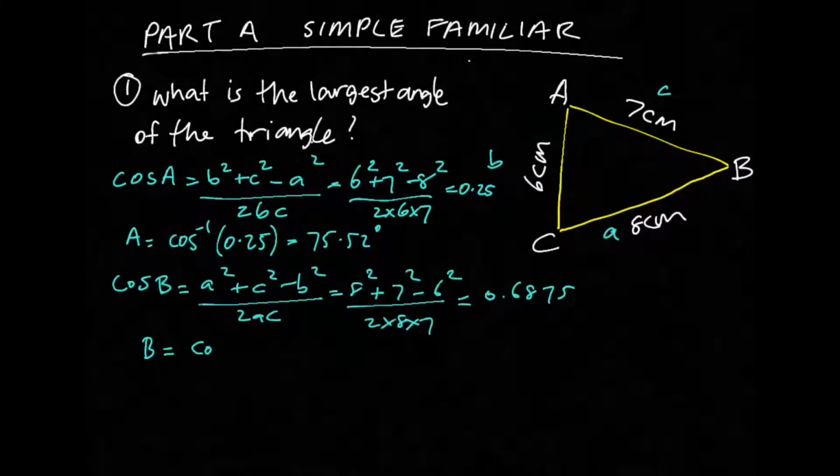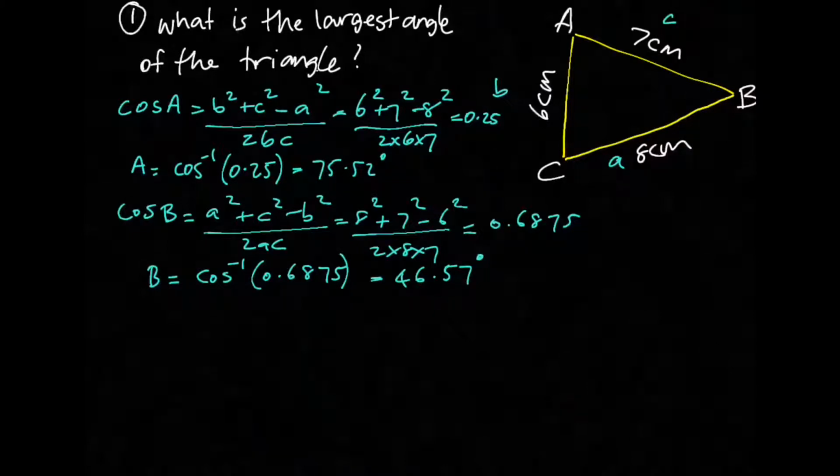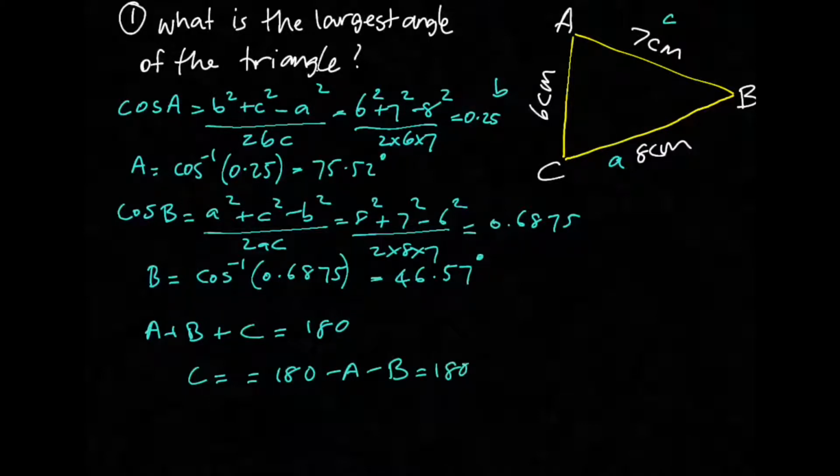B equals the cos inverse of that value, which will give you 46.57 degrees. Now we've found two angles. We know that all angles of a triangle add up to 180, so A plus B plus C equals 180. So C is equal to 180 minus A minus B equals 180 minus 75.52 minus 46.57. So C equals 57.91 degrees.